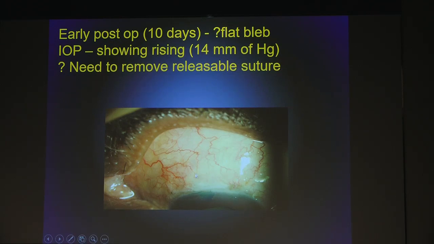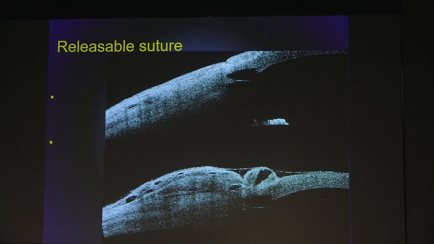After 10 days you can see the flat bleb. Few vessels are also coming up, tortuous vessels, and the pressure has started showing a rise. So what to do? Should we remove the releasable suture? And this was the pre-release.